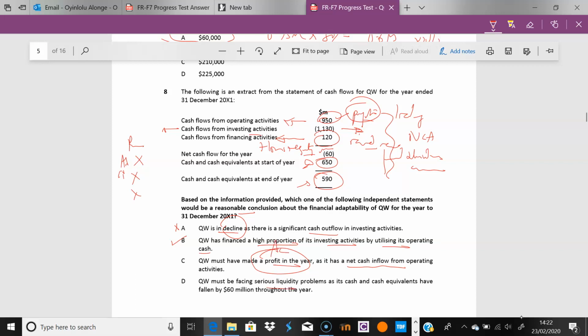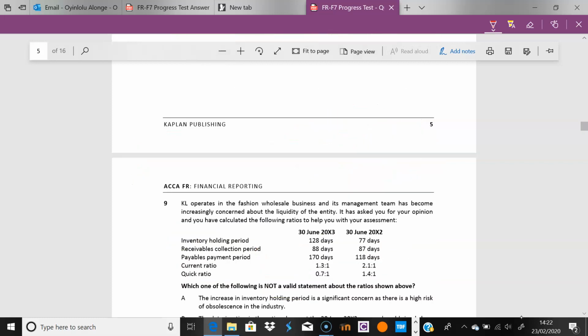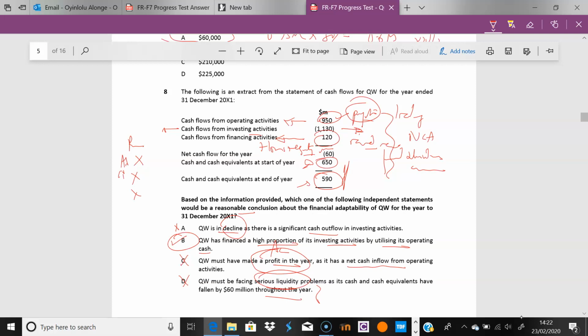And you must be facing, so this is wrong. Facing a serious liquidity problem? No, that's not. This is a serious liquidity problem. That's exaggerated, so that's not true. So ultimately, we know that's not true as well. So the answer here is B. That's your best answer. Okay, so that was 8.